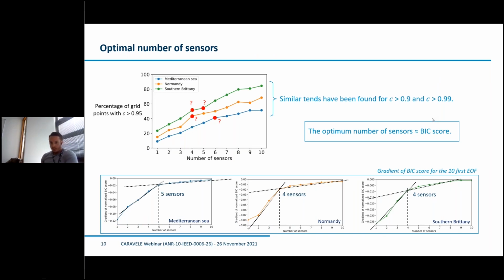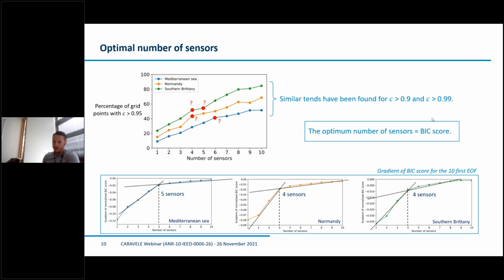With this work and this slide, we wanted to demonstrate that the number of clusters determined by the BIC score is equal to the number of sensors we need. This was a hypothesis I mentioned at the beginning of the presentation. To test this hypothesis, we calculated the number of grid points where the correlation is higher than 0.95 for different numbers of sensors. We obtained the following curve for each study area. Note that the trend was the same for correlation set to 0.9 and 0.99.